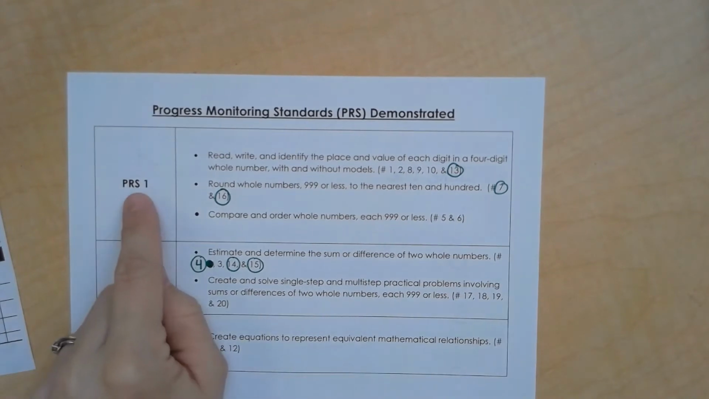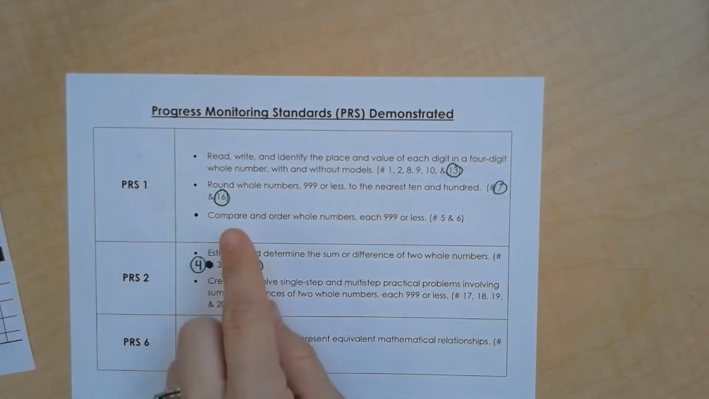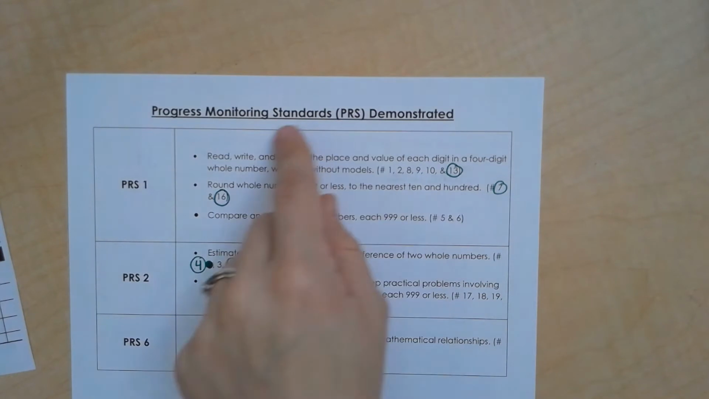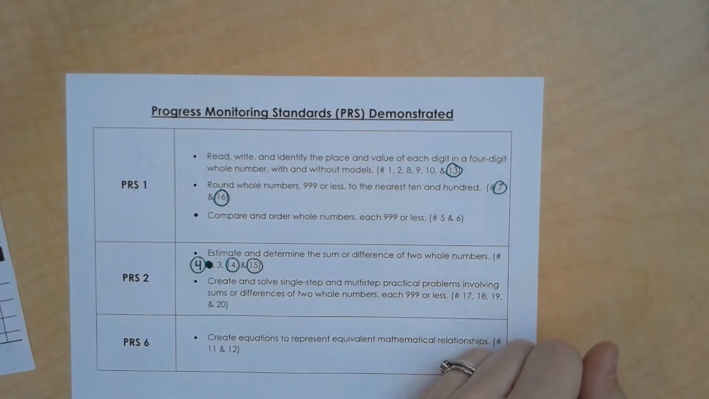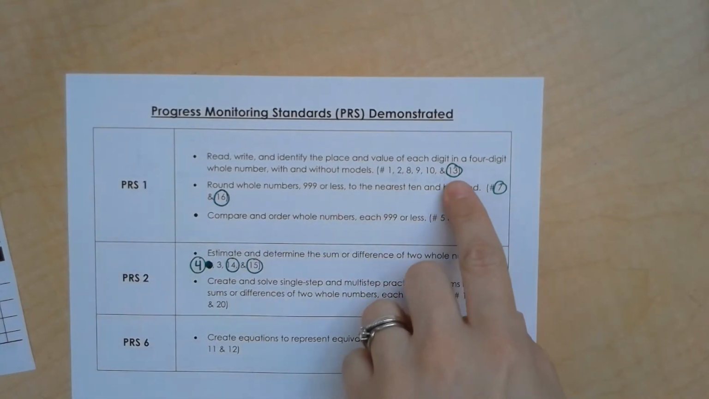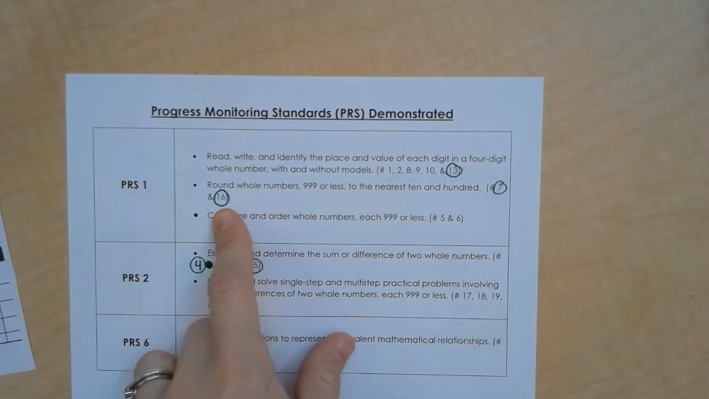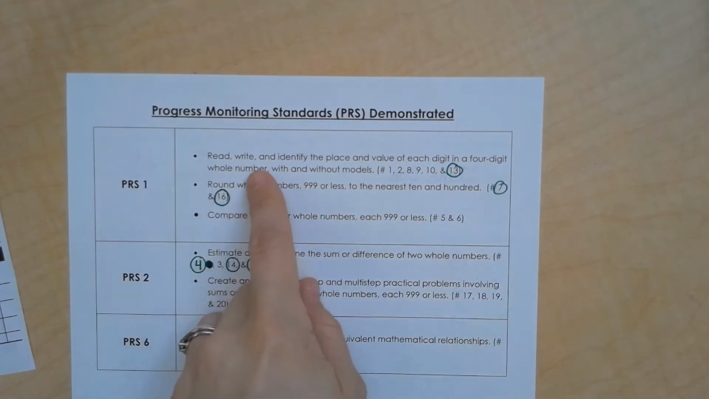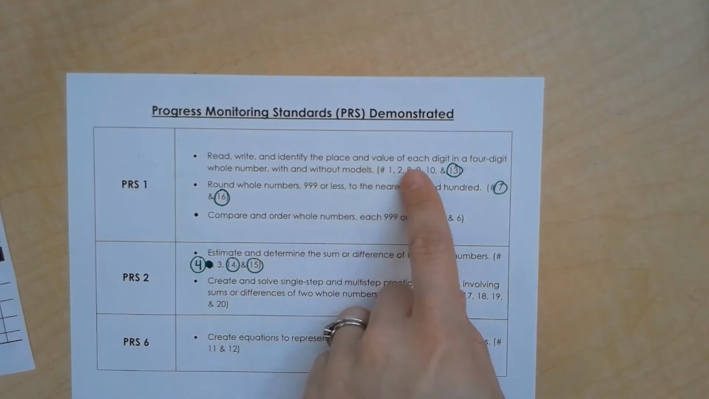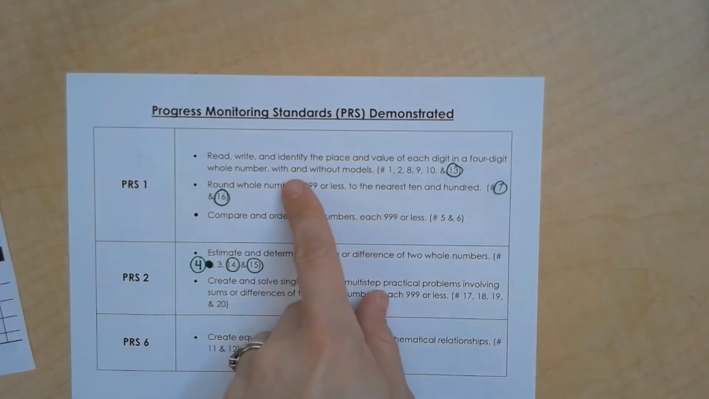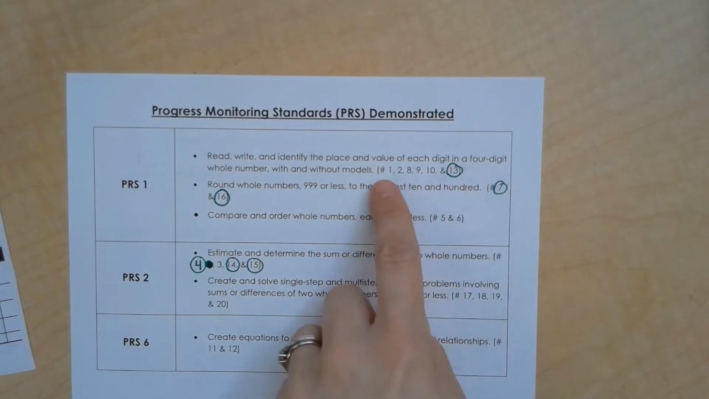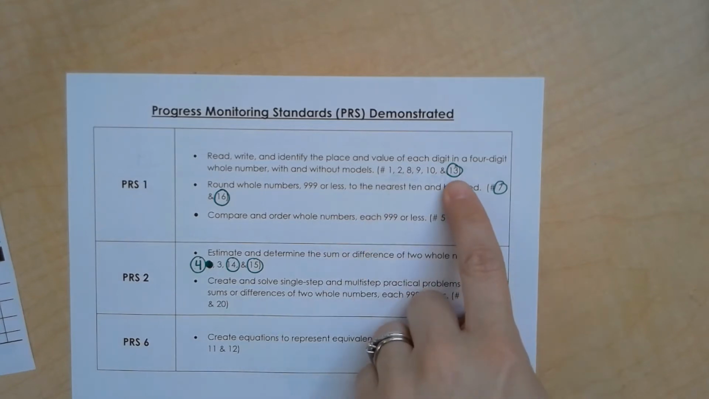it tells us PRS 1, and it has all the things that are within PRS 1 for this unit. So the circled numbers are the ones that the student got incorrect. So reads, writes, and identifies the place value of each digit in a 4-digit whole number with or without models. The student got all these numbers correct, but number 13 they got wrong.